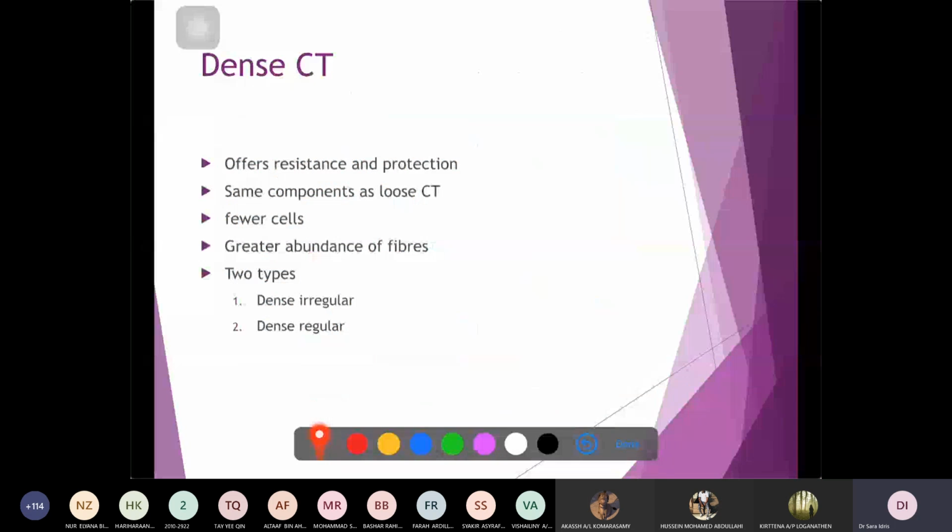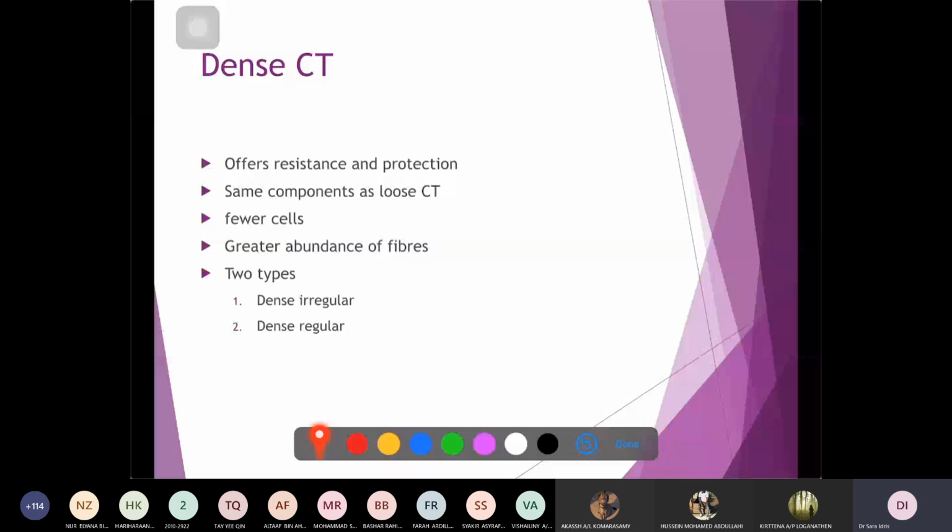Next, we'll be looking at dense connective tissue. Dense connective tissue has two types: it can either be dense regular or dense irregular. Dense connective tissue offers more resistance and protection. You have the same components as loose connective tissue, but you have fewer cells and a lot more fibers.